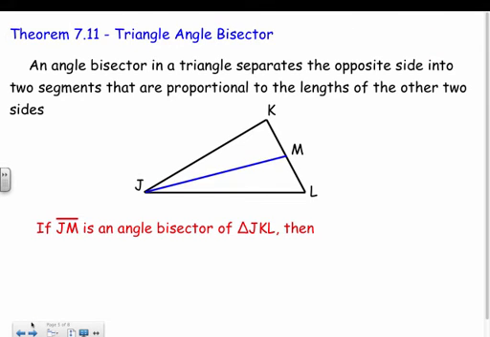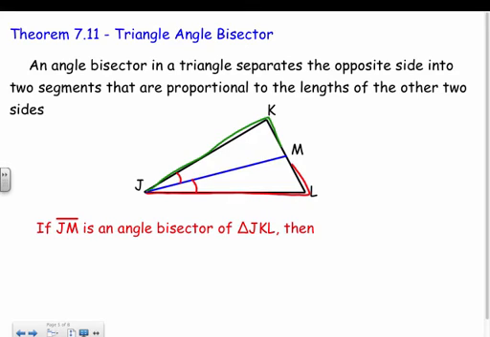Our last rule, our last theorem, we have triangle angle bisector. Well, if I have an angle bisector in a triangle, so for example here, that means JM is an angle bisector, which makes those two angles congruent. It separates the opposite side into two segments that are proportional to the lengths of the other two sides. Well, that's just saying, so basically split this into this piece and this piece right here, right? So those sides are going to end up being proportional.